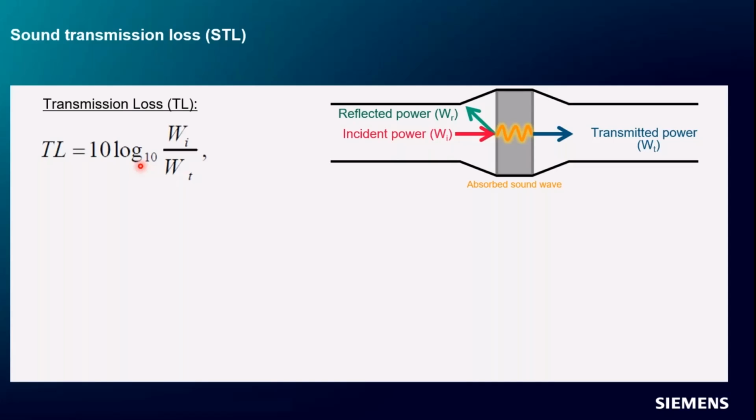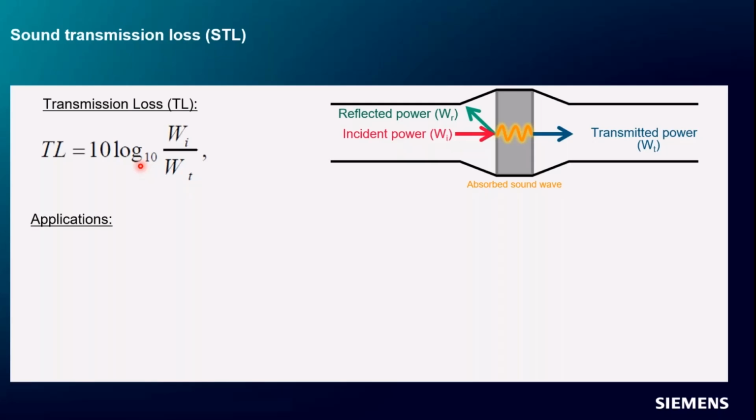Now, as far as sound transmission loss, this is another ratio, and it's really just the incident power, our W sub I, our red power on the first half of our barrier, and then that is ratioed to the transmitted power, W sub T. It's a logarithmic ratio of those two sound powers. And so the lower the transmitted power is, the higher our transmission loss will be.